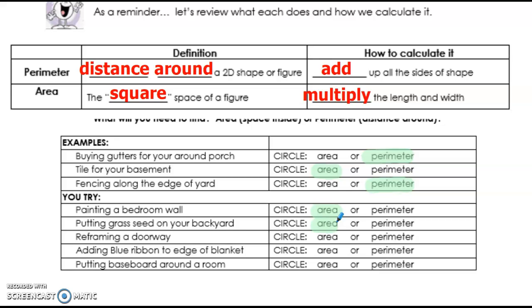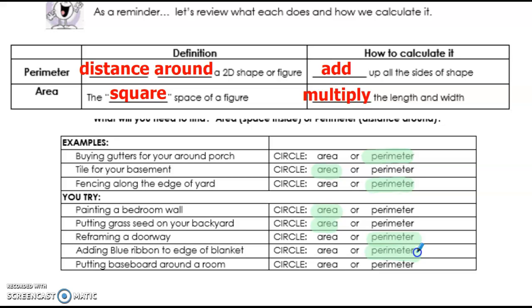Reframing a doorway. So reframing a doorway is just the stuff on the outside that goes around your doorway. So you're looking at the distance around, also known as perimeter. Adding blue ribbon to the edge of a blanket. So hopefully you saw that keyword of edge. You are not doing the entire blanket in ribbons, just around the edge. So that's the perimeter calculation.